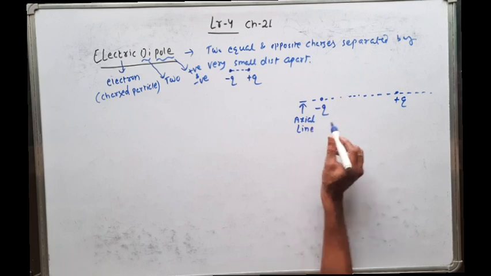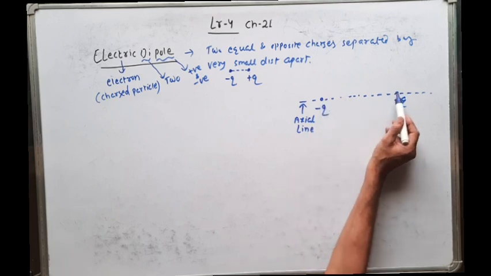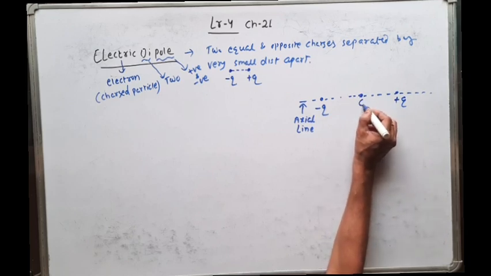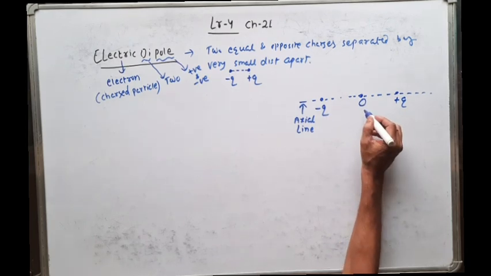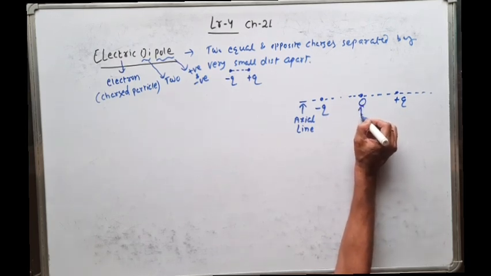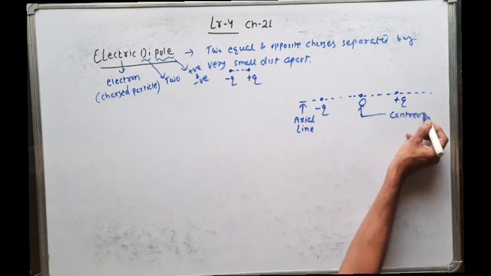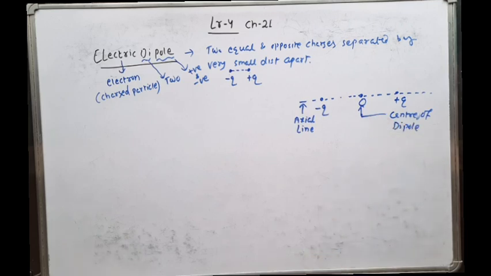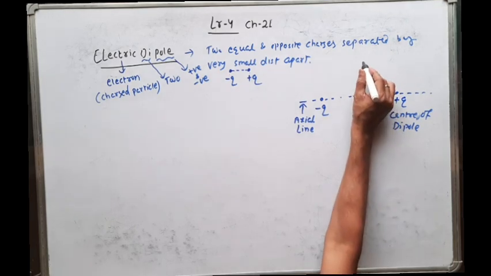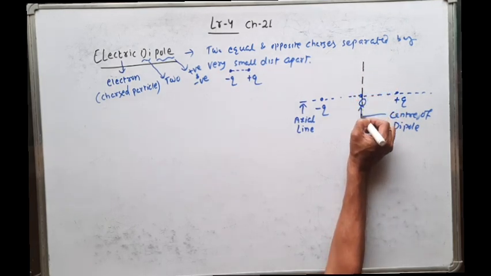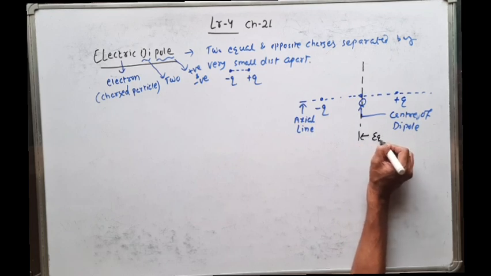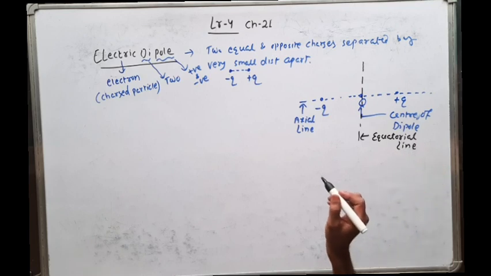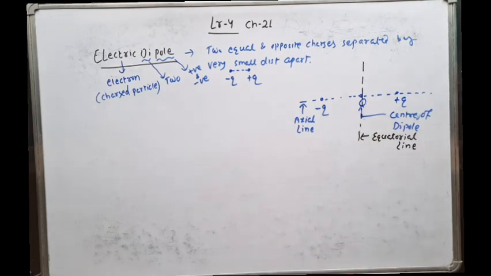So what is the axial line? It is the line joining the centers of these two charges, and the middle point of this dipole is called the center of dipole. Here O is the center of dipole. A line which is perpendicular to the axial line and passing through the center of dipole is called the equatorial line. So this is about the electric dipole.